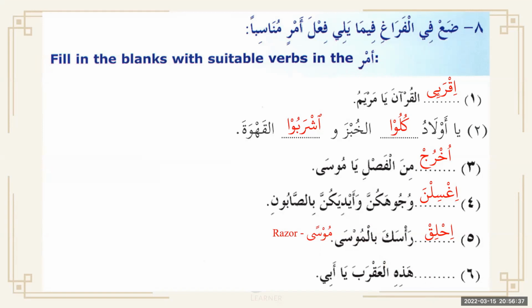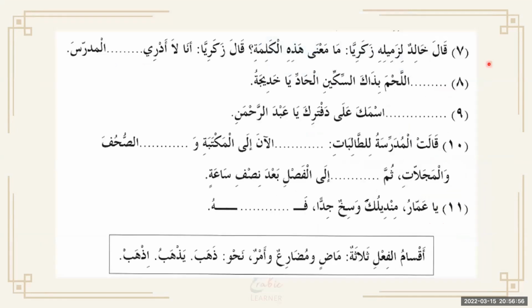Dash هذه الأقربة يا أبي. اقتل, ما شاء الله. اقتل هذه الأقربة يا أبي. Very good. قال خالد لزميله زكريا, Khalid told his colleague Zakaria, ما معنى هذه الكلمة? What is the meaning of this word? قال زكريا, Zakaria said, أنا لا أدري, I do not know. Dash المدرسة. اسأل. Very good. اسأل مدرسة.